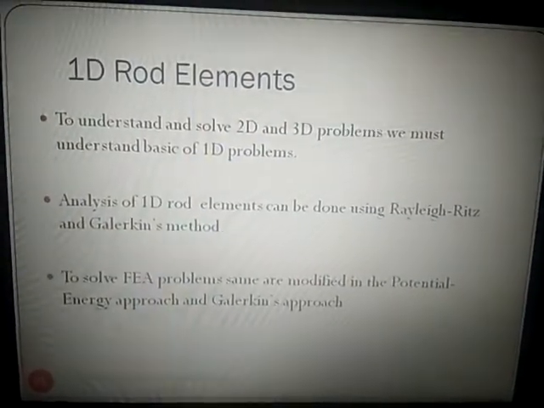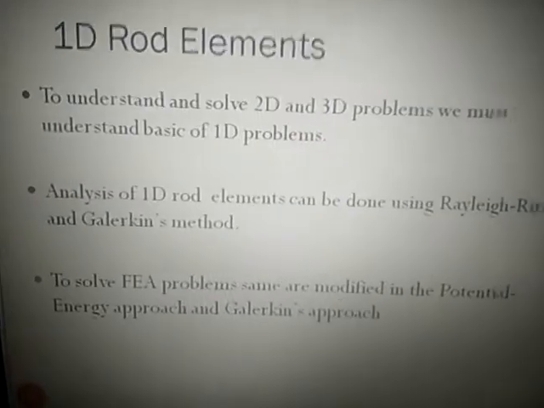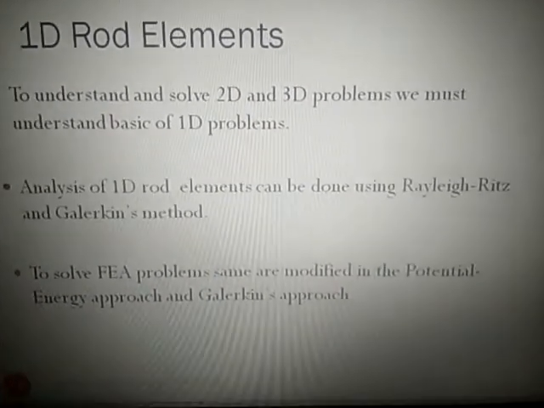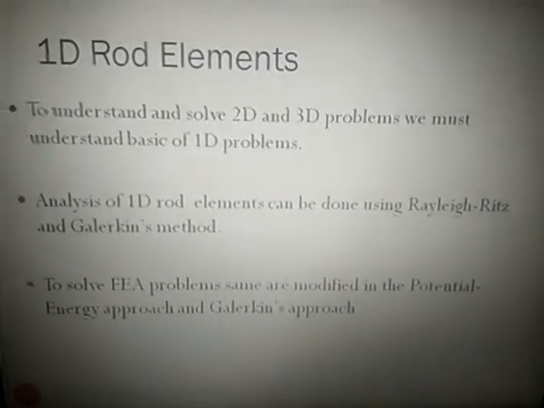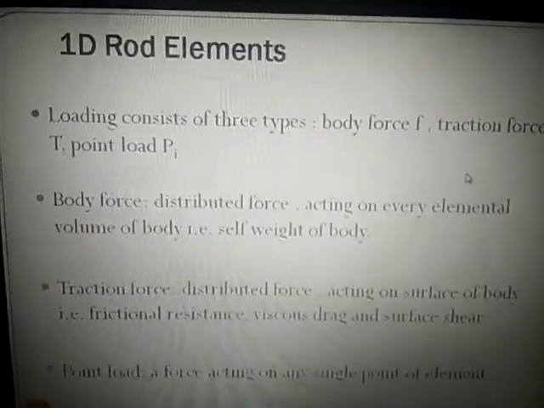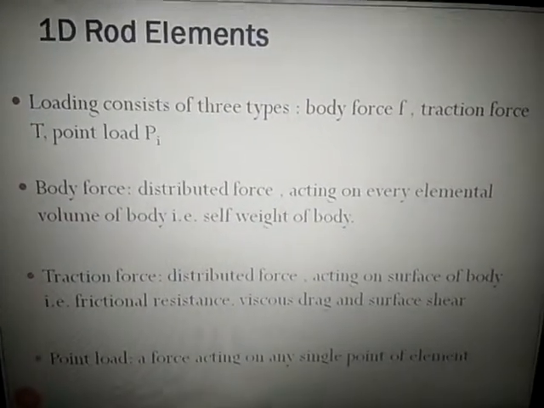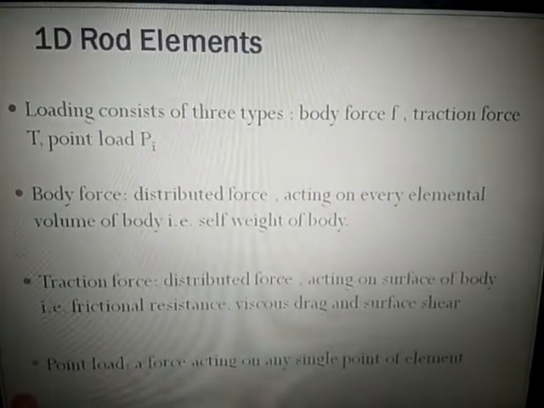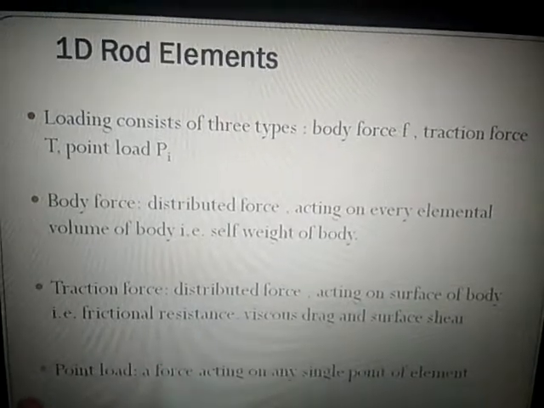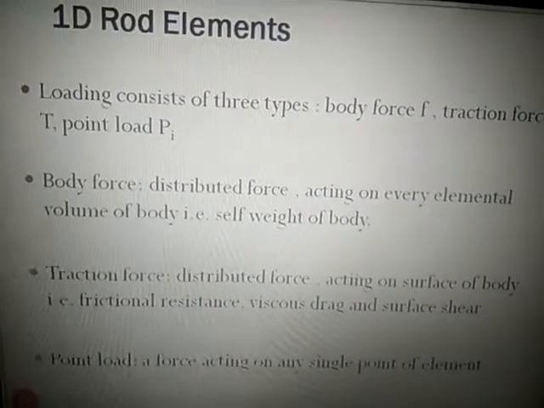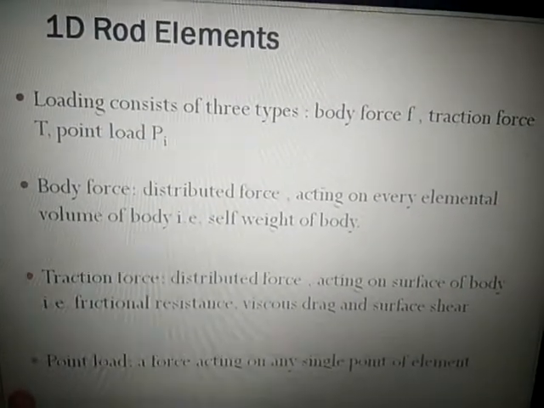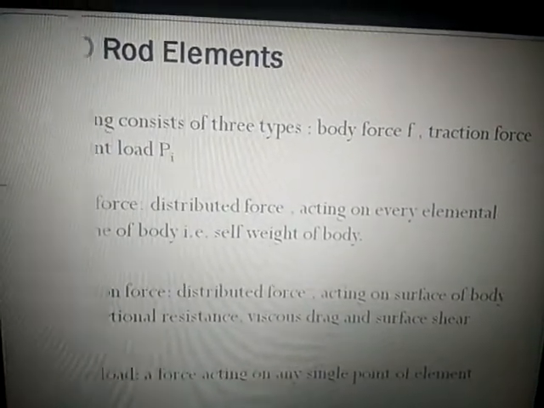Now you see, for example, to understand and solve 2D, 3D problems, we must understand the basics of 1D problems. Analysis of 1D rod elements can be done using Galerkin's method, and we have to solve the problem by potential energy. For example, 1D rod element loading consists of 3 types: body force, traction force, point load. Body force is a distributed force acting on a very elemental volume. Traction is a distributed force acting on the surface. Point load is a force acting on any single point of the element.